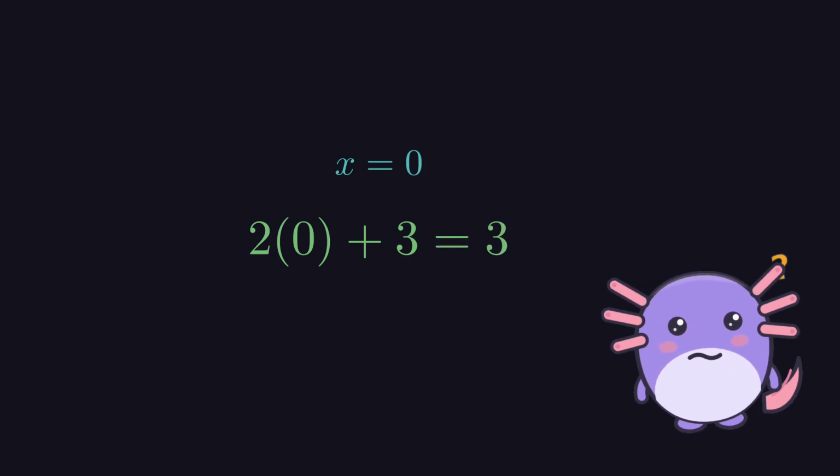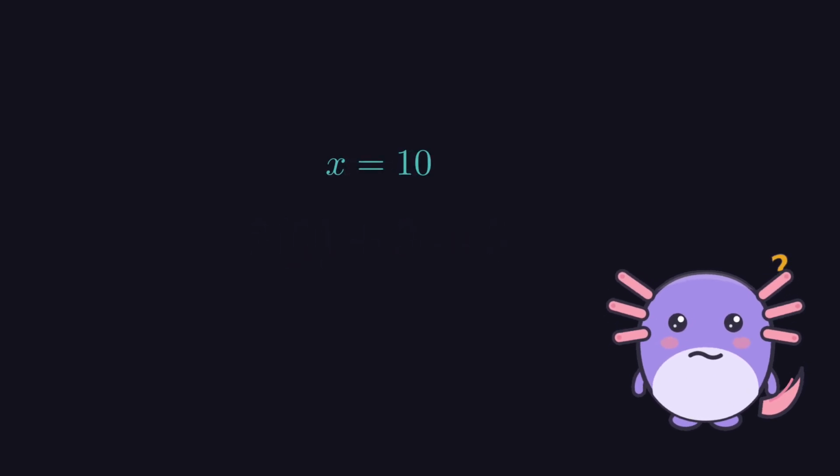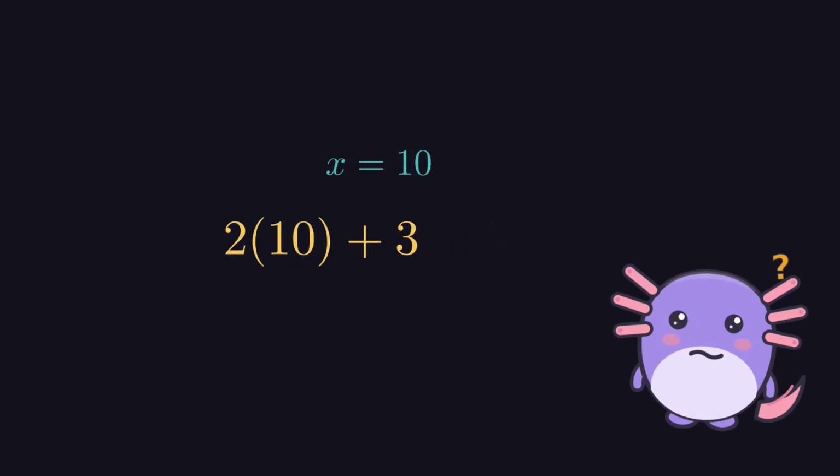Here's a quick one for you, pause if you'd like. If x were 10, what would 2x plus 3 be? 2 times 10 is 20, plus 3, so 23. See how the same rule handles every number.